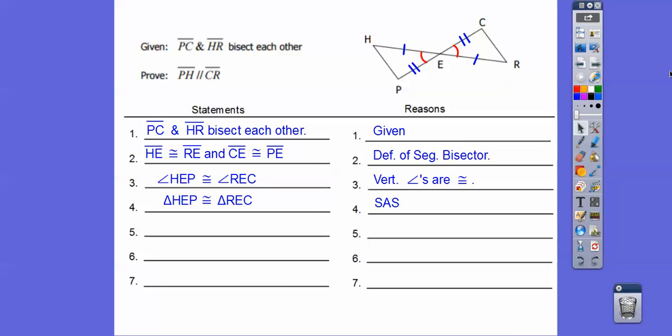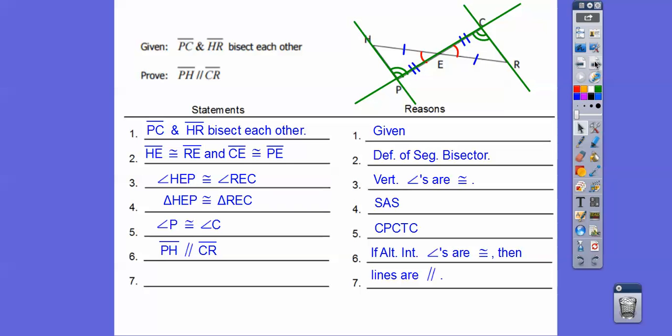And then you can say either this angle right here and this angle. I think I chose this angle and this angle right here. So we'll say those angles are equal. And once those angles are equal, then we have these lines cut by this transversal. If the alternate interior angles are equal, then these lines have to be parallel. And that's what we're trying to prove right there.